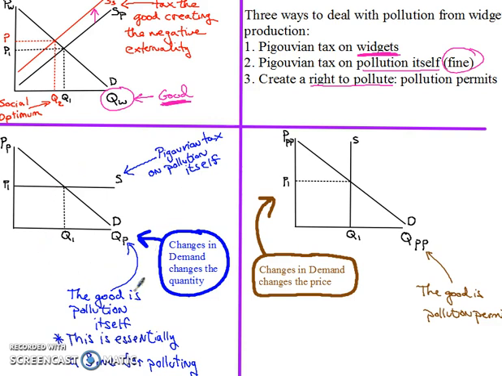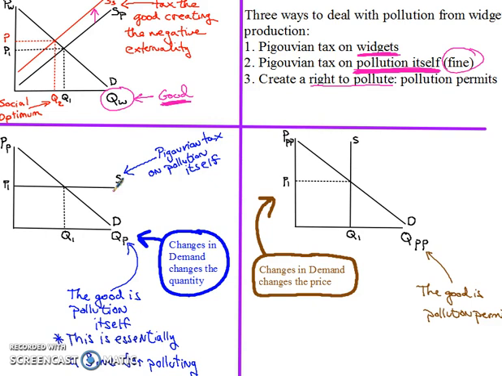Now what we're going to do is tax not the good that creates the negative externality. We're going to calculate the externality itself. We're going to tax pollution itself. Okay? We're going to put a fine on pollution. And assuming that the fine is a constant amount, maybe $100 for every barrel of garbage that a company dumps into the environment, then our supply curve is going to be perfectly elastic.